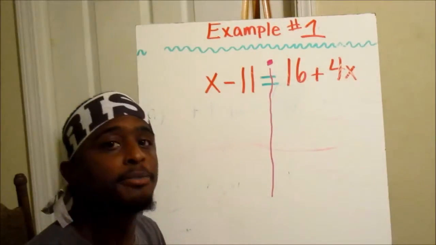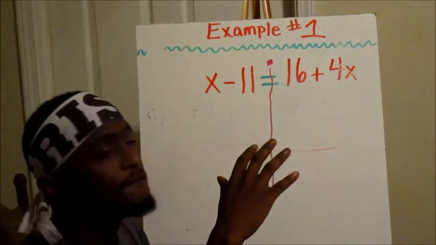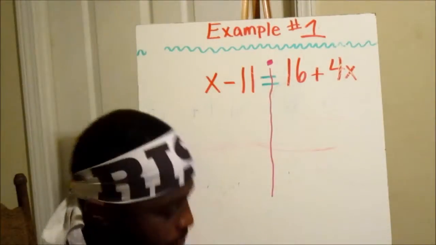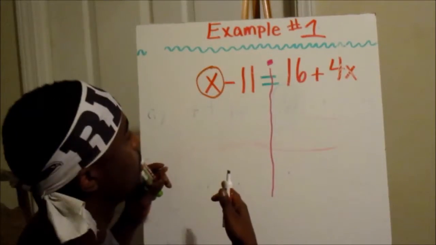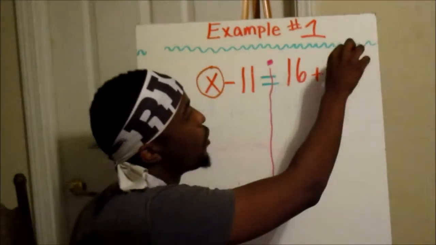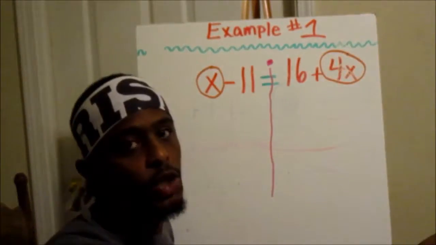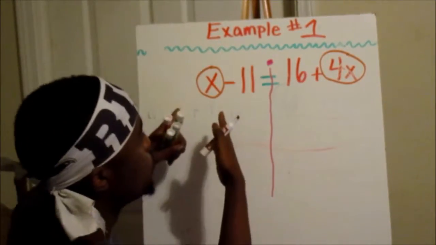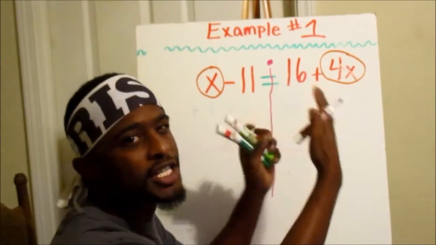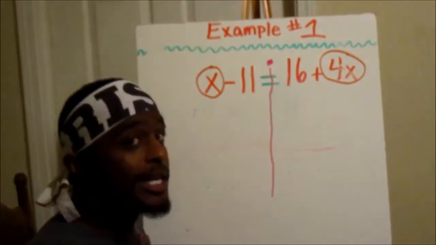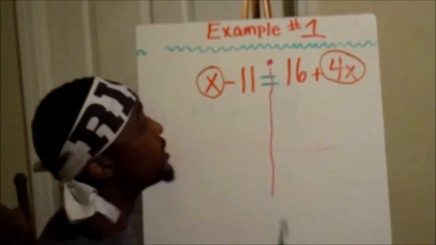Alright, if you remember, tip number 1 was to get all of our variables to one side of the equation. Well, here I have two variables. I have the x on the left side of the equation, and then I have the 4x on the right side of the equation. They're on opposite sides, so I want to move one of these to the other side of the equation. That way I'll have all my variables on a single side. And just a tip, it's always better to move the smaller one.